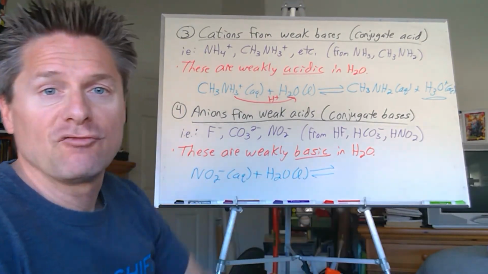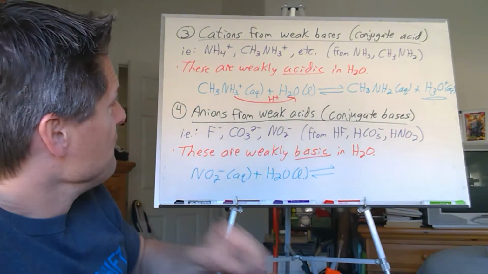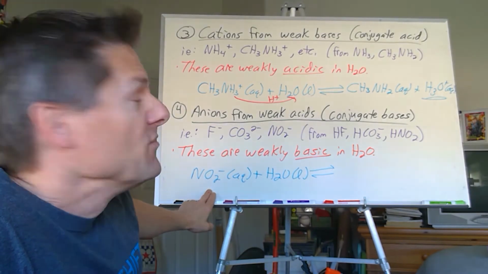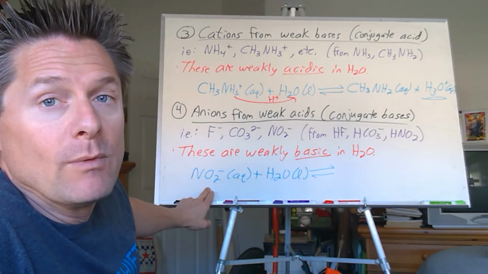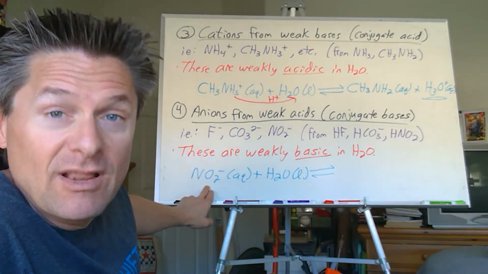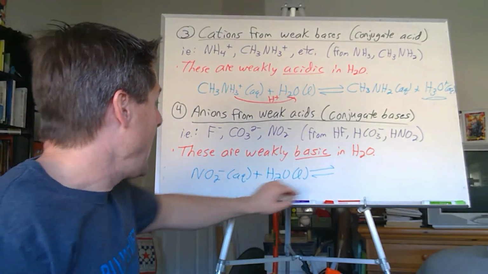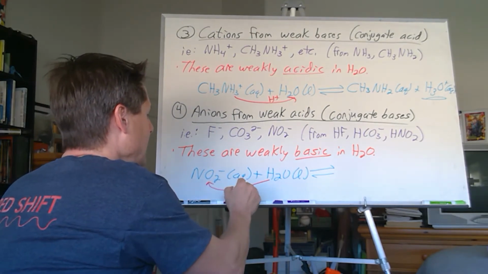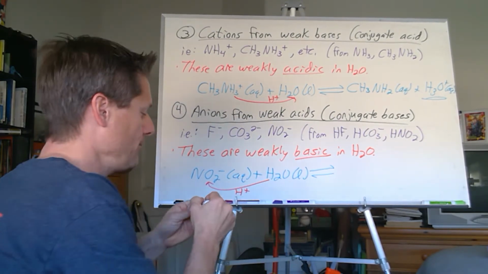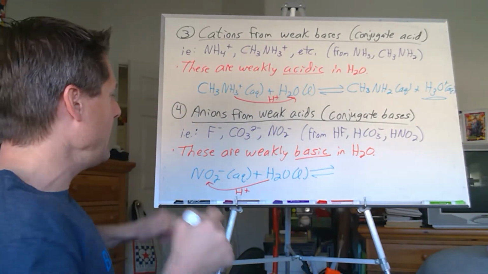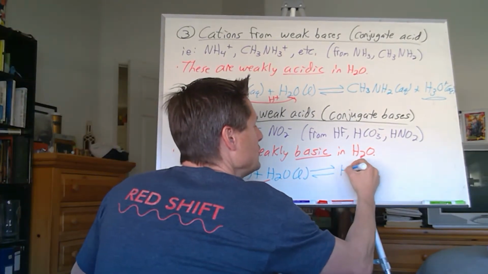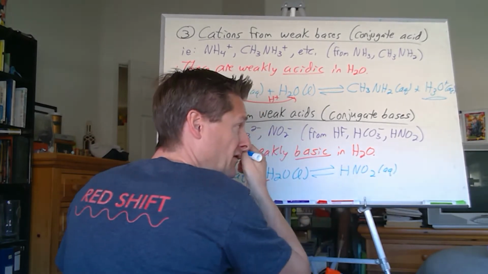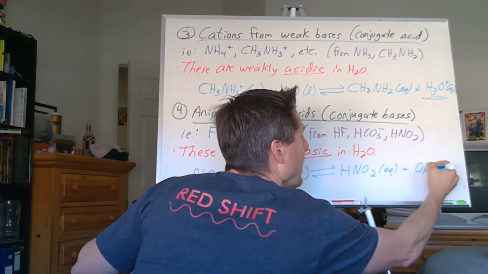So do this equation for me. Pause the video, and let's say I have the nitrite ion, which is the conjugate base of a weak acid. Therefore, it's slightly basic in water. That is going to function as a base, so that is going to take an H plus from water. Figure out what you get. So this will become HNO2, and then the water loses a proton and becomes hydroxide.